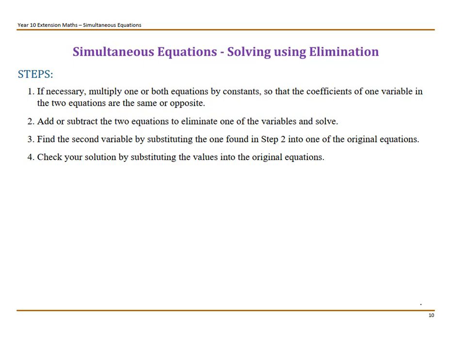Step 2, we are going to add or subtract the two equations to eliminate one of the variables and solve. Step 3, we're going to find the second variable by substituting the one found in step 2 into one of the original equations. And step 4, we're going to check the solution by substituting the values into the original equations.